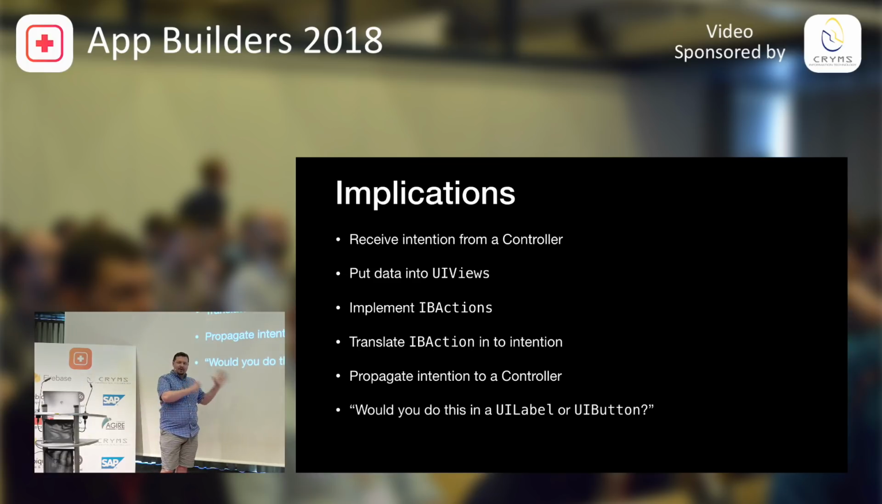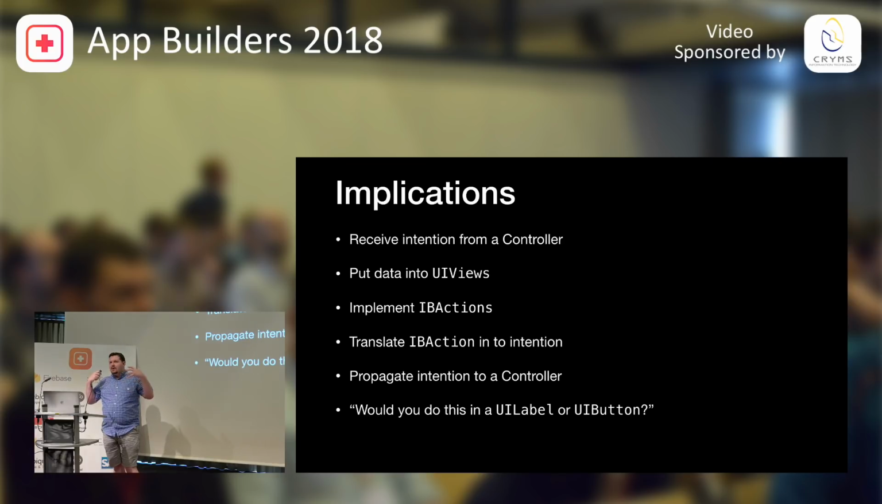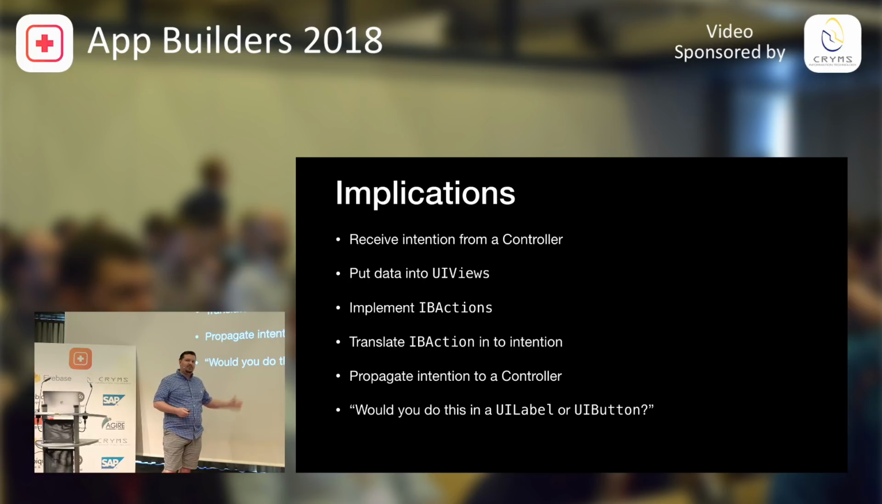So the question then is, if a view controller is a view, then you can think about it as just a little bit more complicated UI label. So would you do networking or data persistence or business logic in a UI label, which is also a view? And if the answer is no, then chances are you probably shouldn't be doing it in your view controller either.